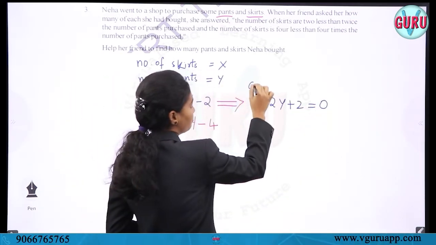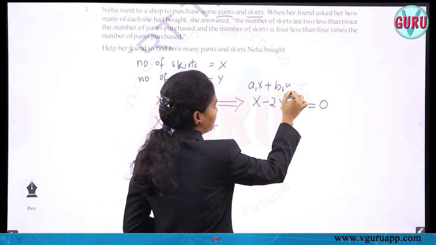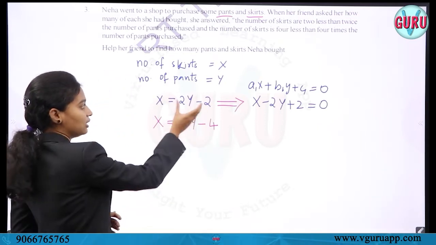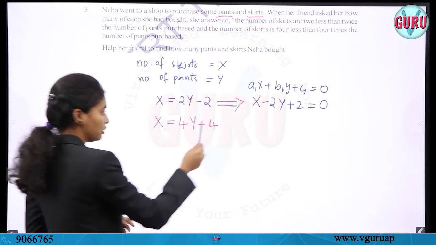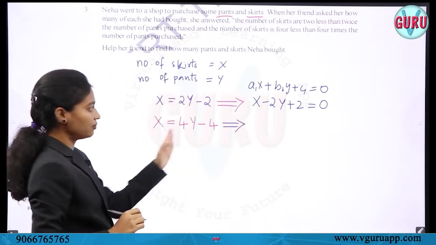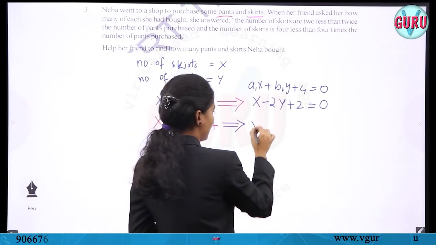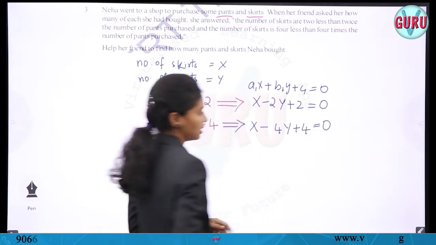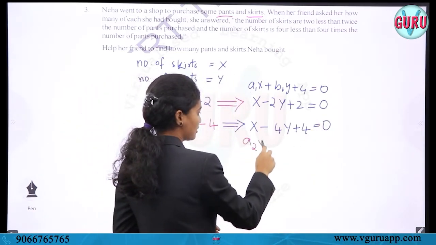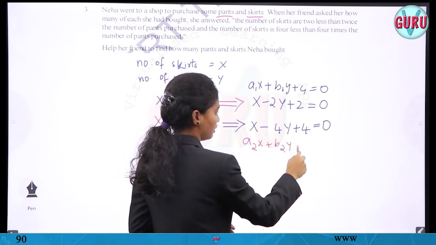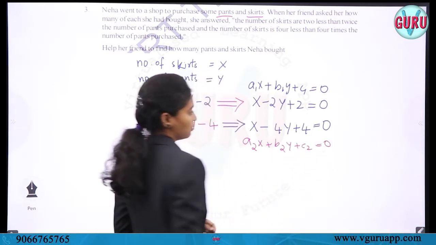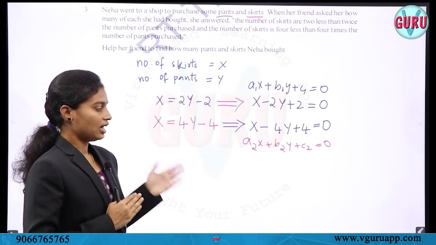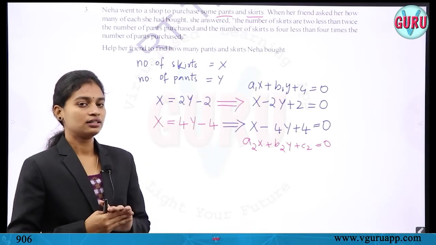What is the general form we know? a1x plus b1y plus c1 is equals to 0 is the general form. So I have taken all the terms to one side. Now this one also I will convert to the general form, that is x minus 4y plus 4 is equals to 0. And this general form is a2x plus b2y plus c2 is equals to 0. So after getting the equation, we need to find whether these are consistent or inconsistent or parallel.